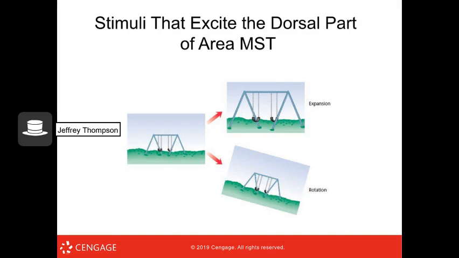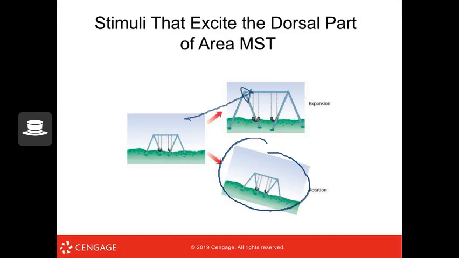So things that are exciting to the dorsal part of the area MST are expansion, so seeing things get larger, and also rotation, when there's any movement in the orientation of something.